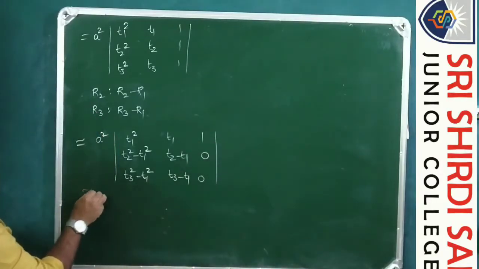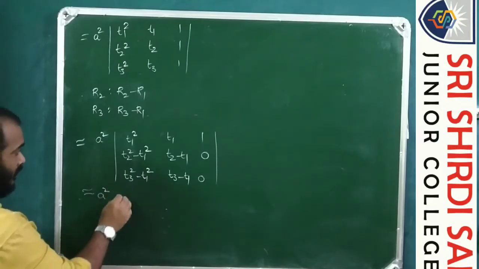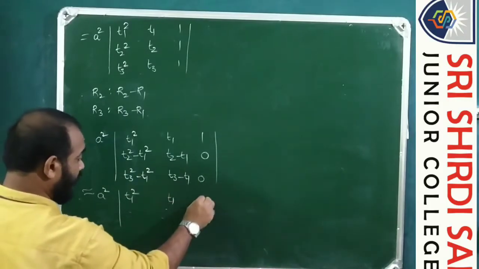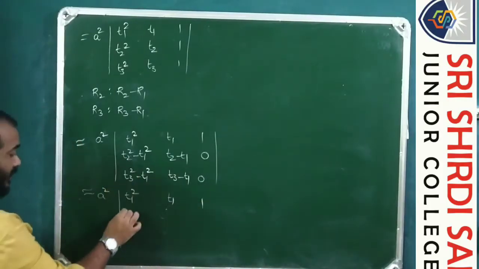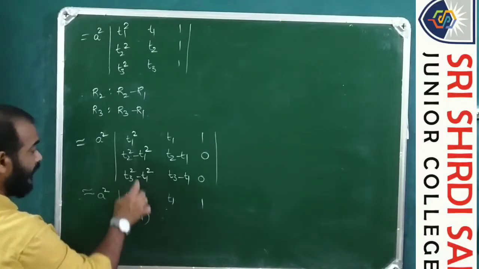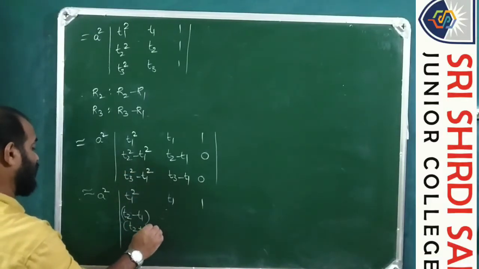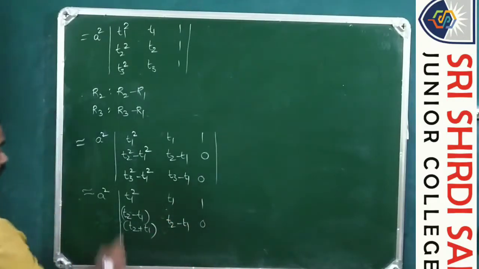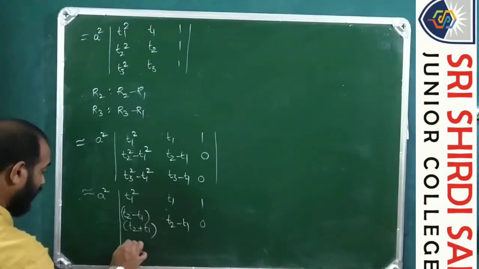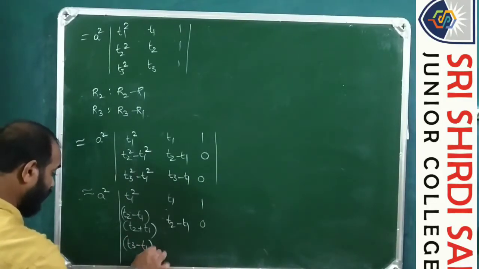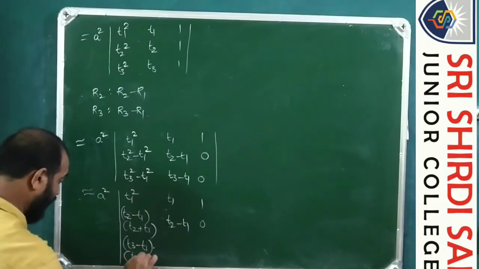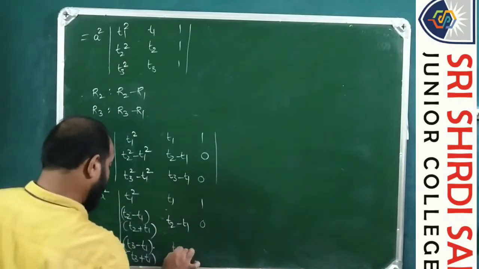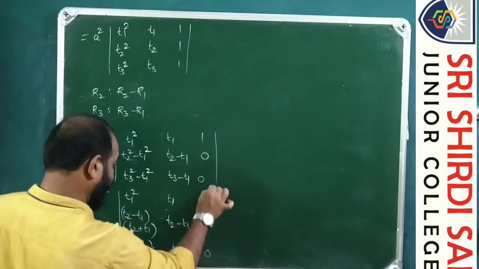This is equal to a square. Here T1 square, T1, 1. So this can be written as T2 minus T1 into T2 plus T1. This is T2 minus T1 as usual, and this is 0. Now this is T3 minus T1 into T3 plus T1. A square minus B square is A plus B into A minus B. This is T3 minus T1 and this is 0.